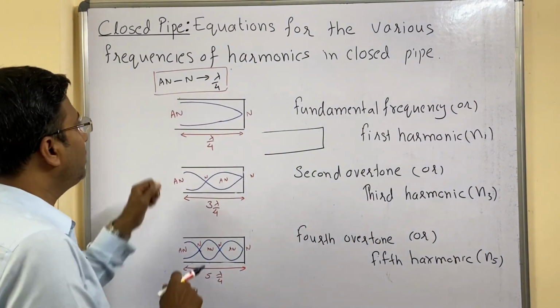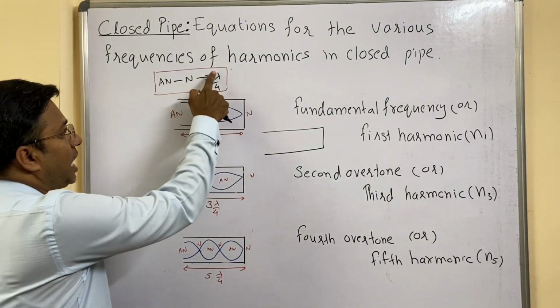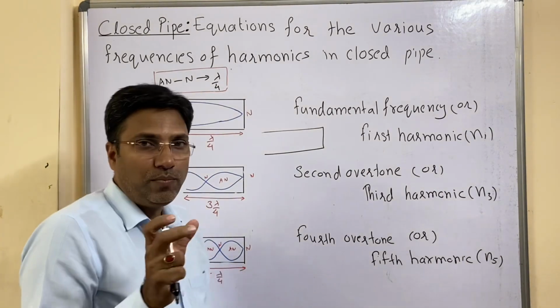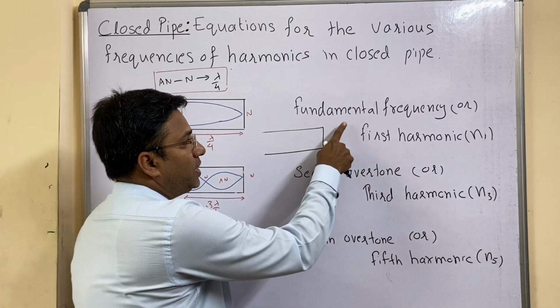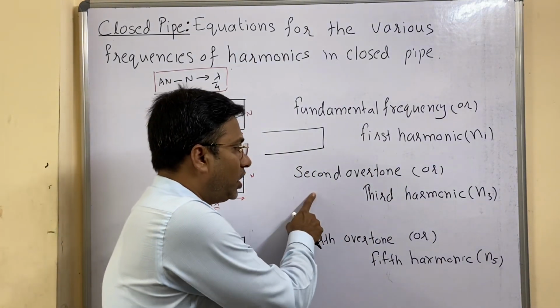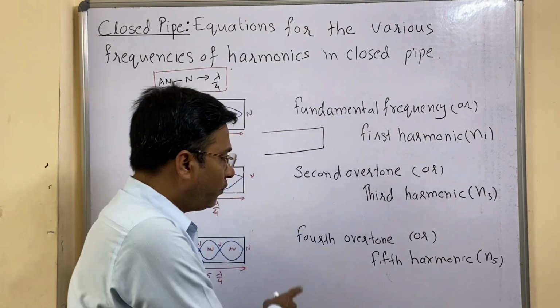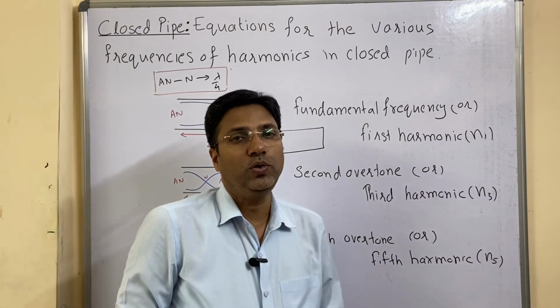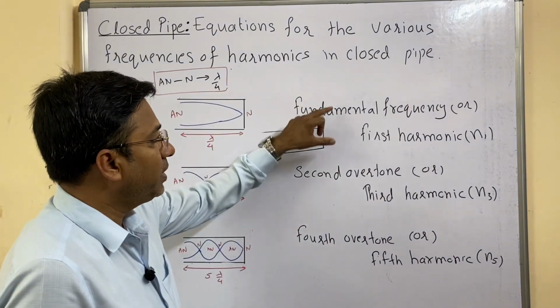Here you have to know the distance between antinode and node is lambda by 4, and in this case three different modes we are discussing. The first one is the fundamental frequency, which is known as the first harmonic, the second overtone, also known as the third harmonic, and the fourth overtone, also known as the fifth harmonic. And you have to know the diagrams for three of them.